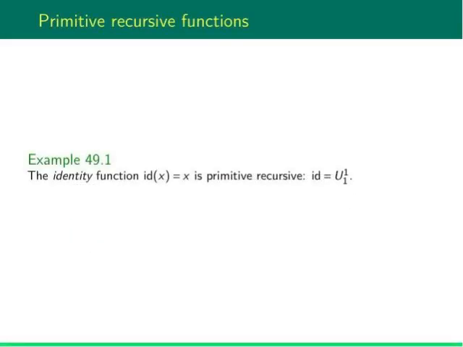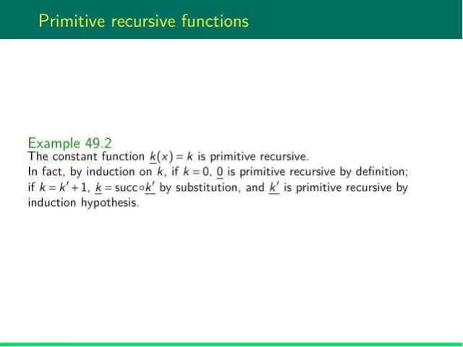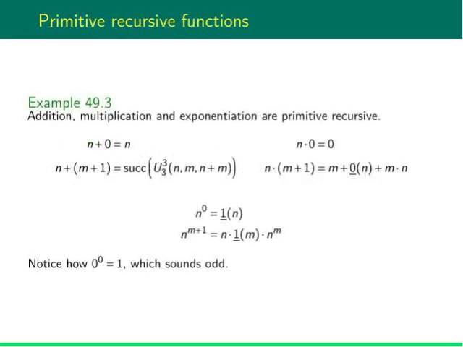The identity function is primitive recursive since it can be written as the first projection of one-tuples. The constant function is primitive recursive as an easy induction on the value of the constant shows. Addition, multiplication, and exponentiation are primitive recursive. The details are in the slide.